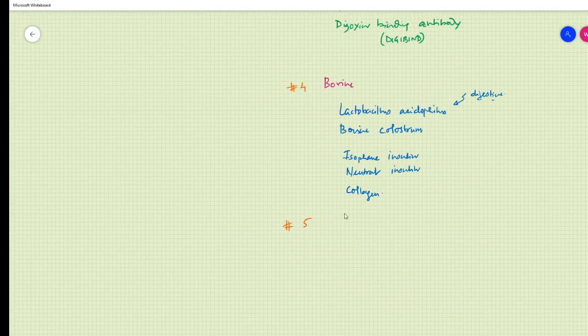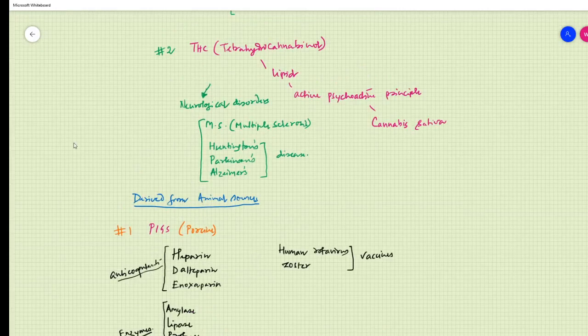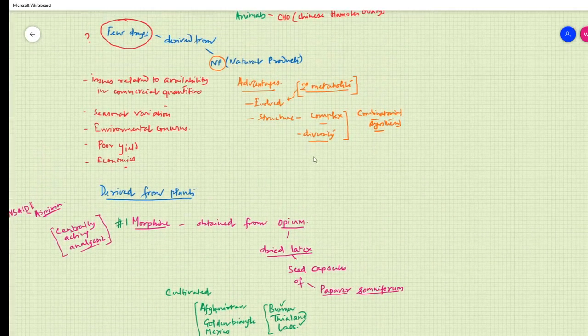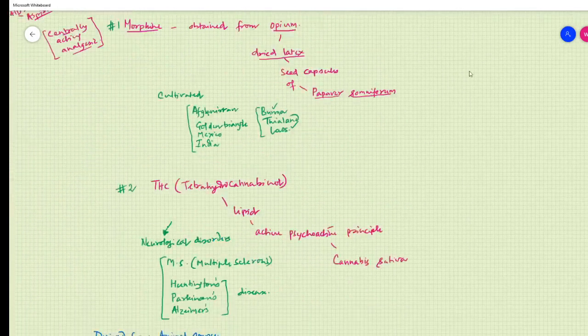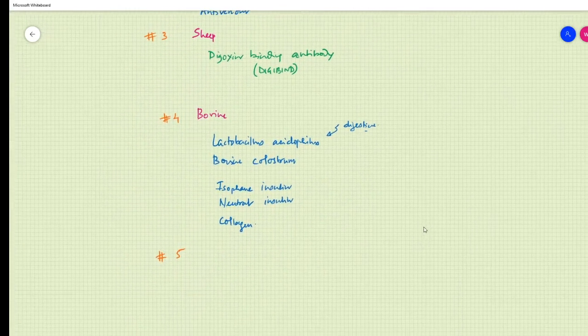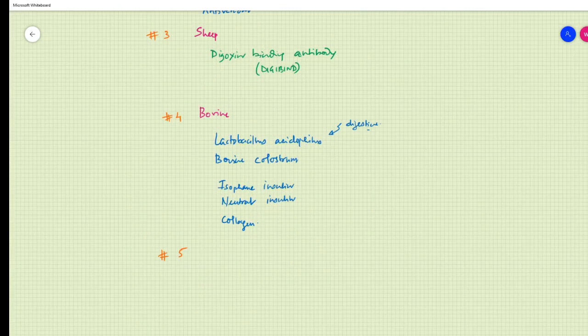The fifth source we are going to look at, animal cells. Okay, so what was the example we talked about? What did we say about that? We said that the cells of animals or plants can also serve as a source of drugs. Now, we talked about the example of Chinese hamster ovary and we asked to hold on to that thought. And now we are going to come to examples of drugs that are derived from the Chinese hamster ovary.